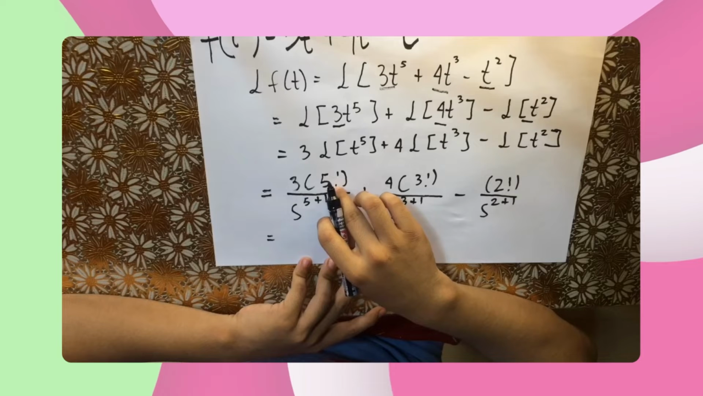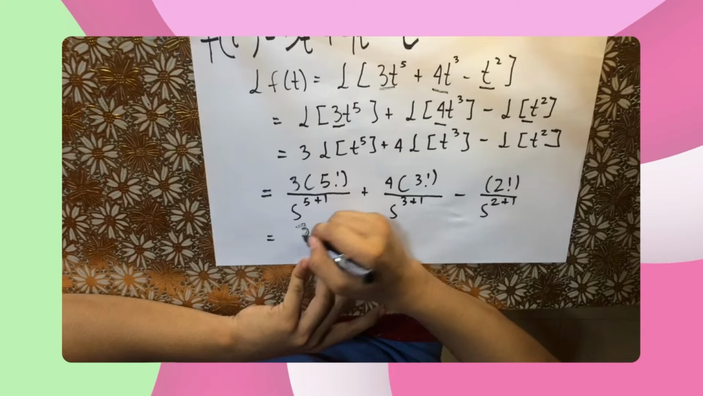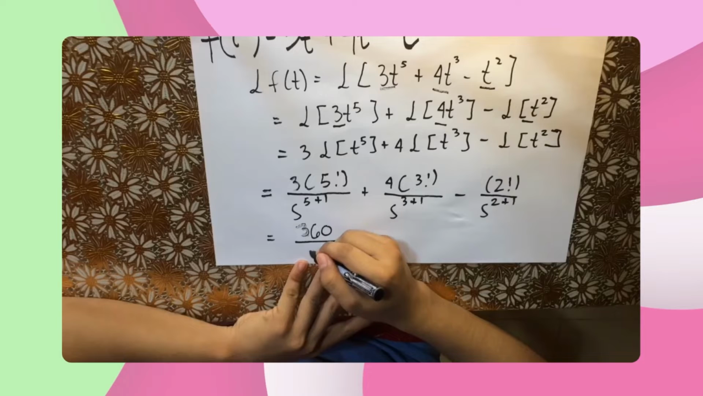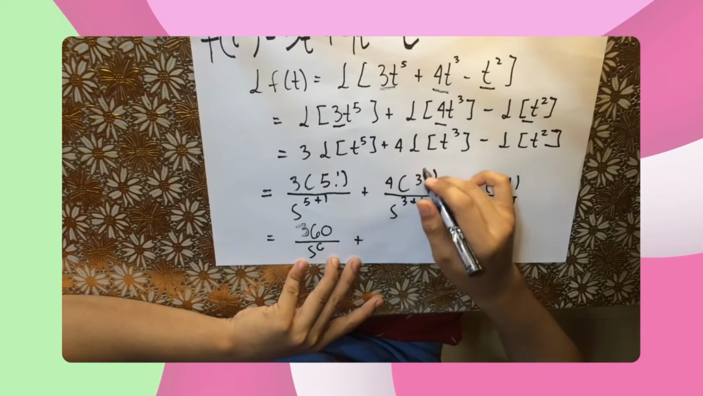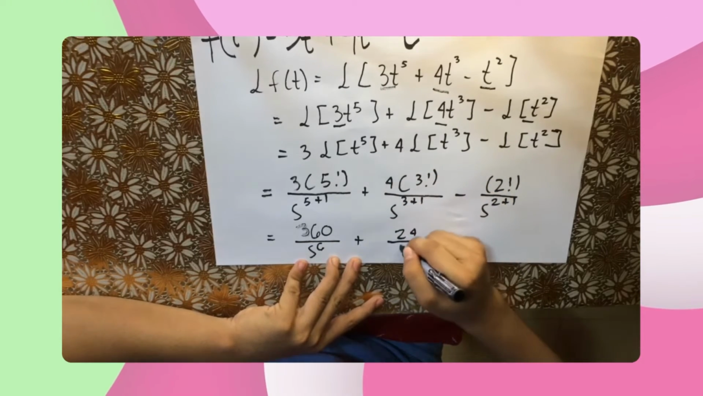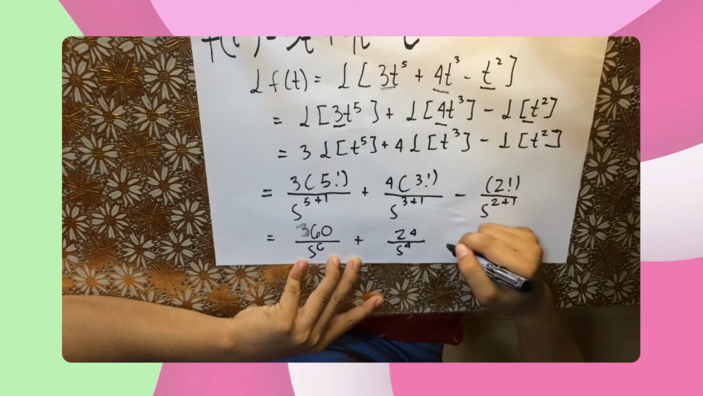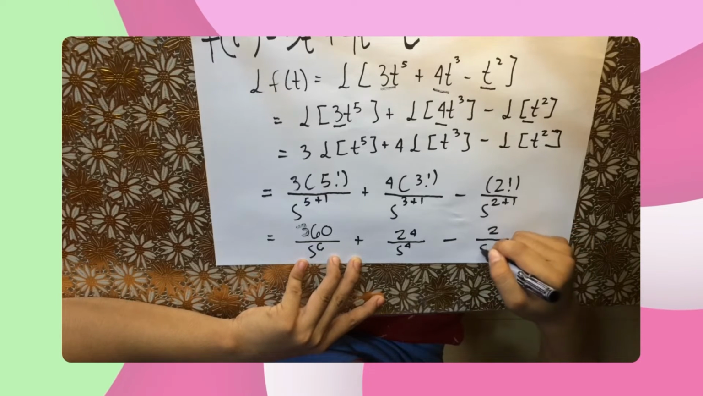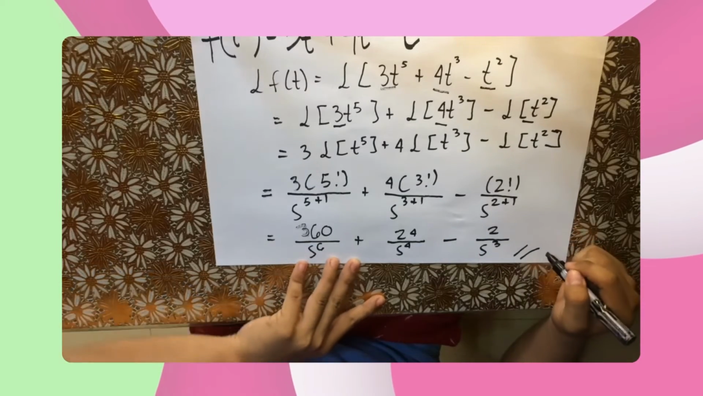So 5 factorial is equal to 120, times 3 is 360, over 5 plus 1 is 6, so we have s raised to 6, plus 4 times 3 factorial, which is 6. So 6 times 4 is 24 over s raised to 4, minus 2 over s raised to 3. So this is our final answer.